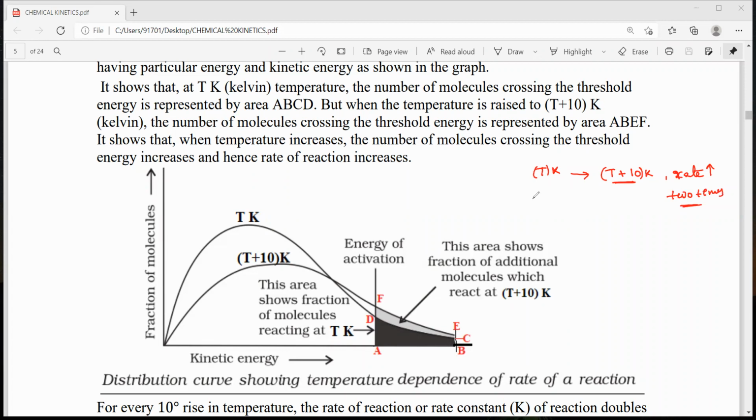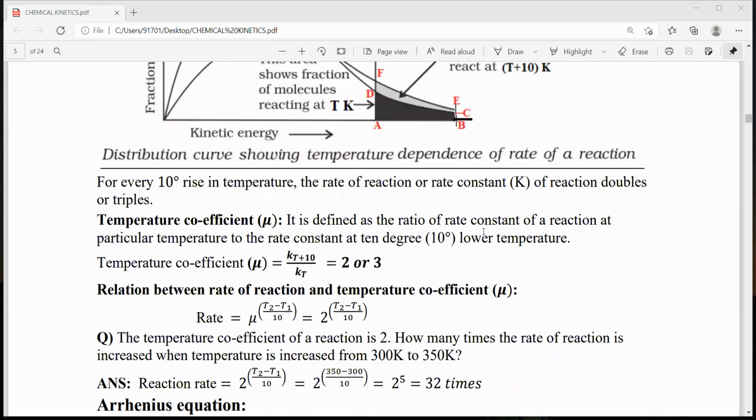Then the temperature coefficient. What is the temperature coefficient? It is denoted by nu. It is the ratio between the rate constants of a reaction that differ by 10 degrees centigrade in temperature. What I said, dear students, is the ratio between two rate constants differing by 10 degrees centigrade. One rate constant is measured at 10 degrees centigrade more, and the second is at 10 degrees lower.